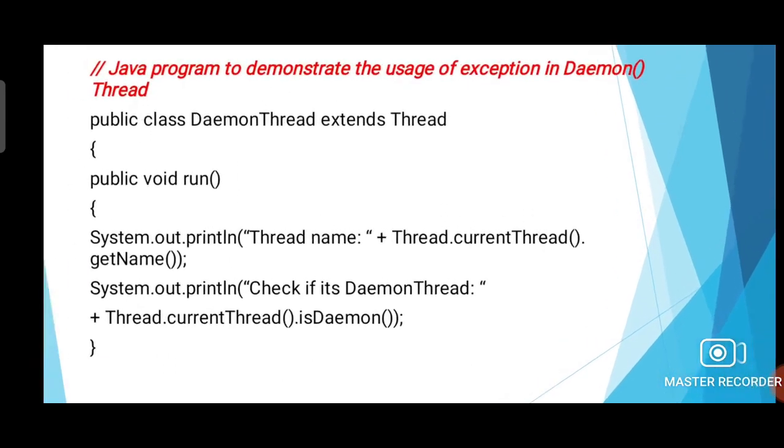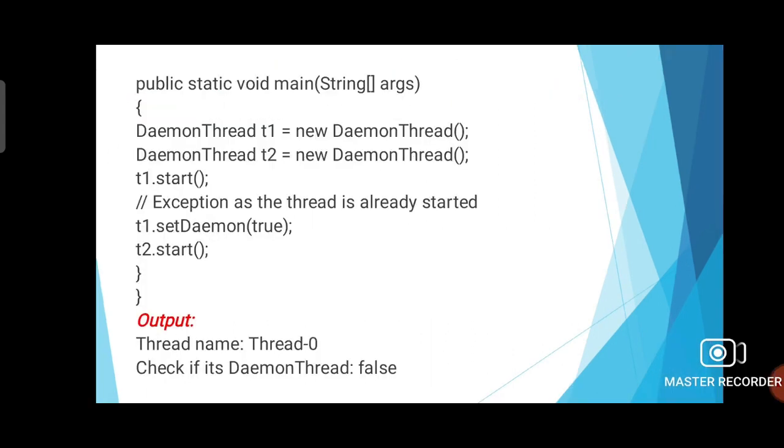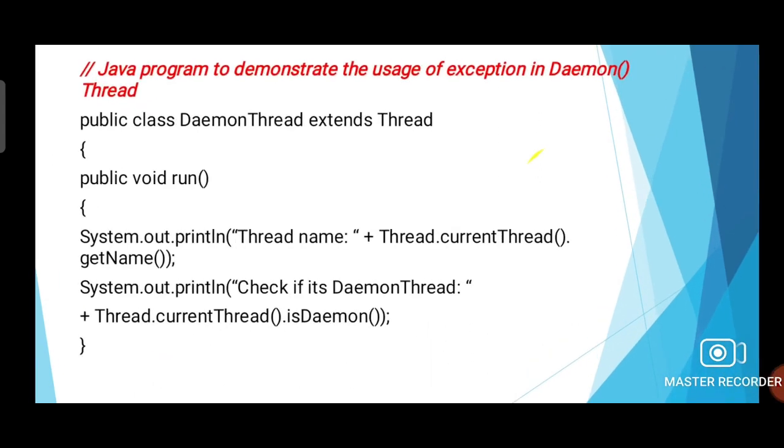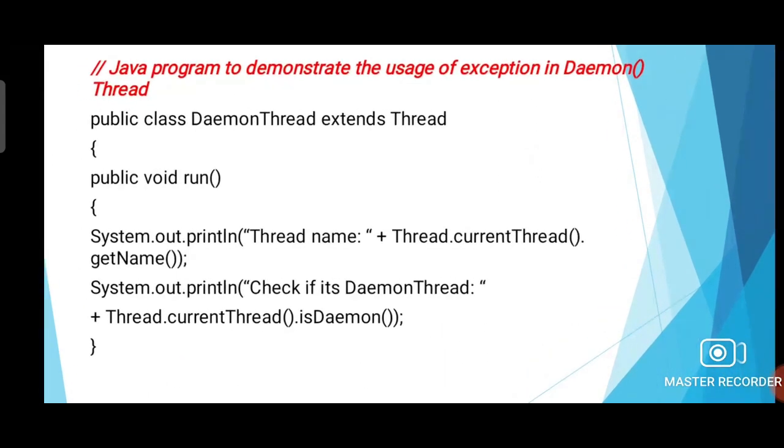Now we are going to see another example program. In this example program, we are going to apply the methods associated with the Daemon thread. Inside the run method, we have a System.out.println in which we are printing the thread name.